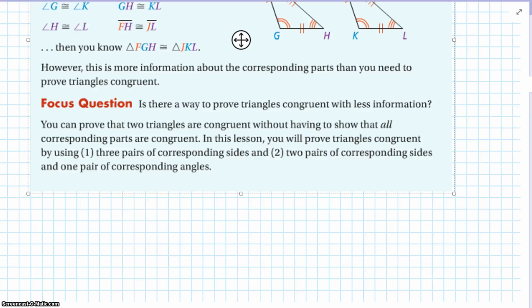Absolutely. Okay? You can prove that two triangles are congruent without having to show all three angles and all three sides congruent. In this lesson, we will prove triangle congruency by using three pairs of sides, and two pairs of sides and one angle. Okay?